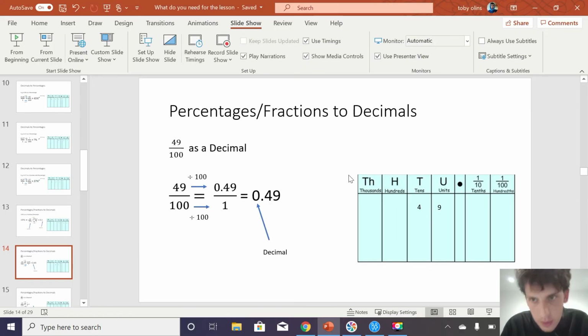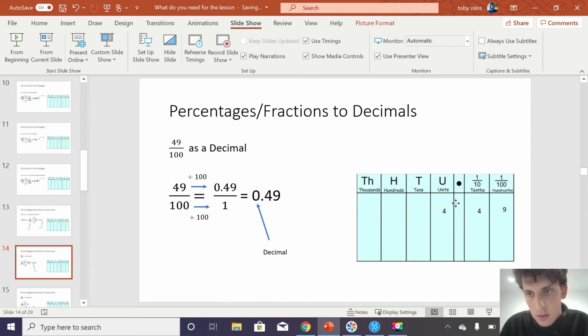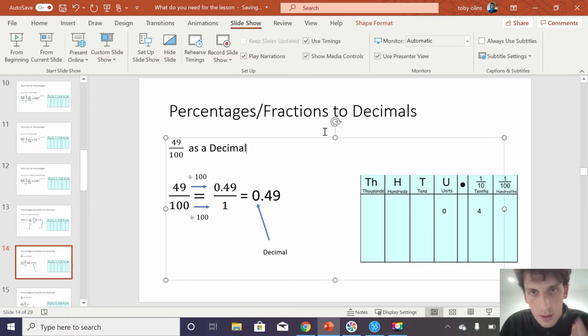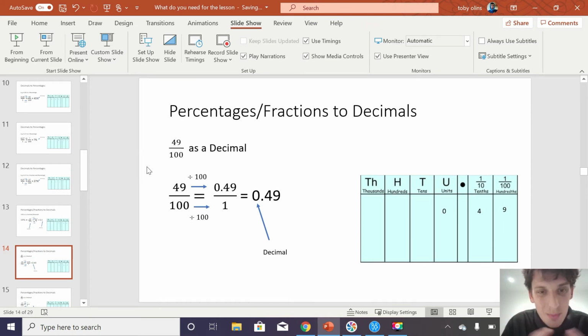So 49 divided by 100 will equal 0.49. I'm going to show you again how we do that here. Remember, we move everything twice to the right if we're dividing by 100. So 1, 2, and then we need our 0 there. So 49 over 100 as a decimal is 0.49.